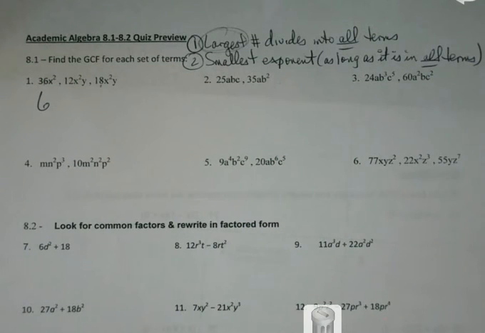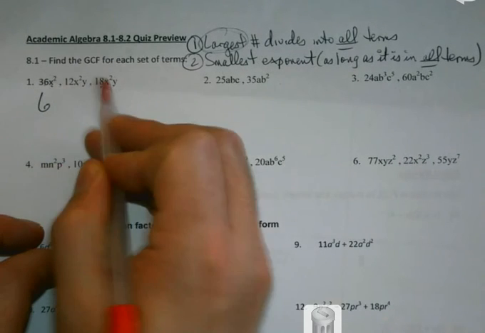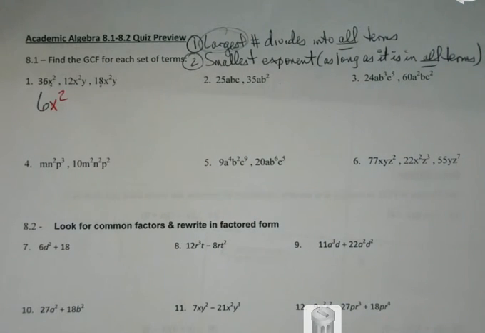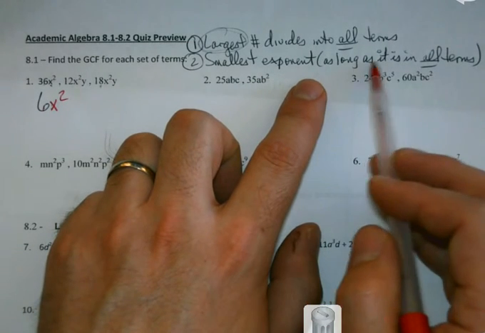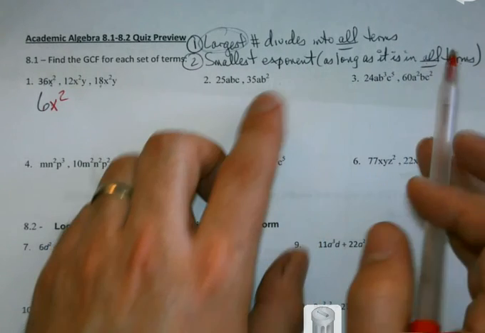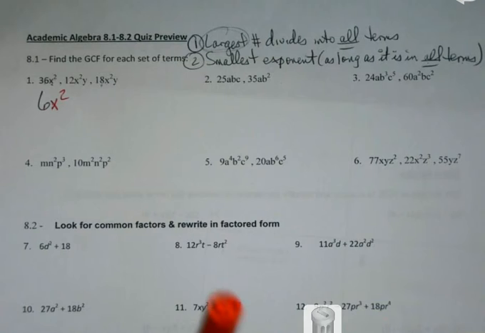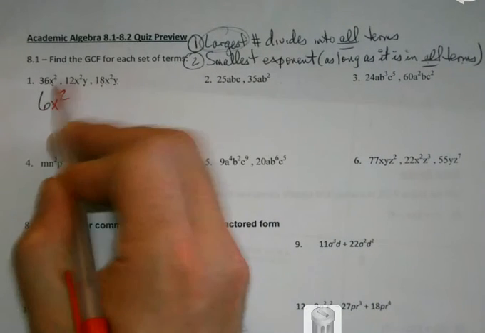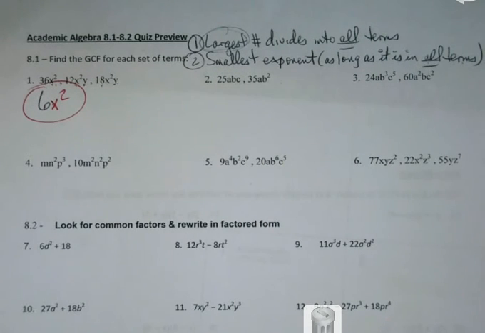Do I have X's in all of my terms? Yeah, and they all have squares. So X squared will be part of my greatest common factor, the smallest exponent, as long as it is in all terms. Do I have Y in all of my terms? No, it's only in these last 2, but I don't have any Y's here. So Y can't be part of my greatest common factor. I'm done.